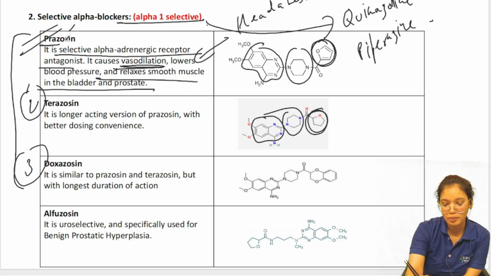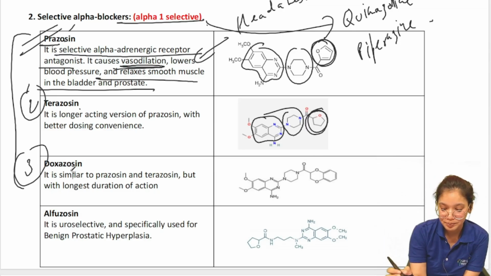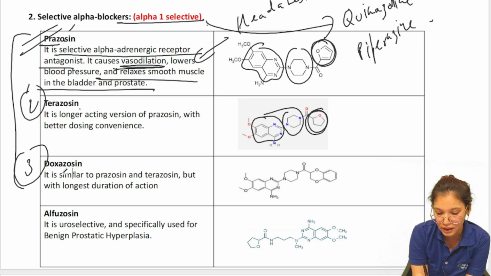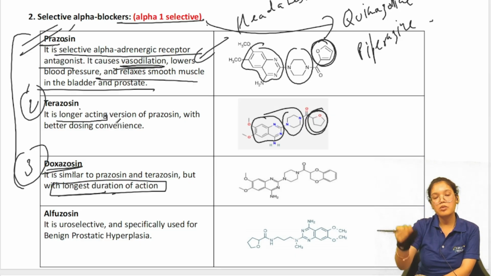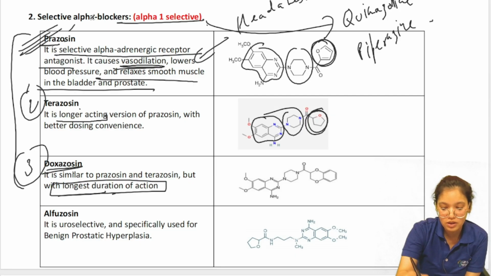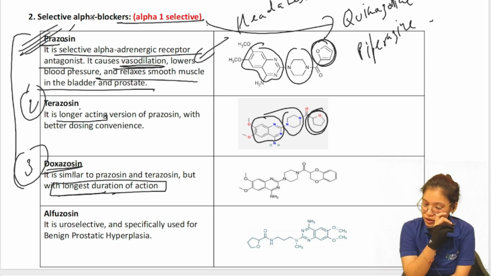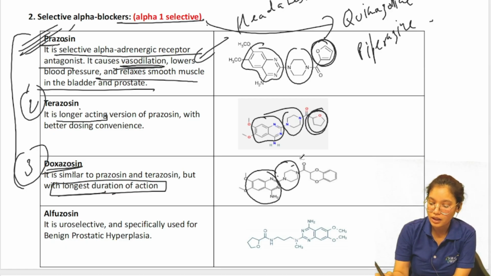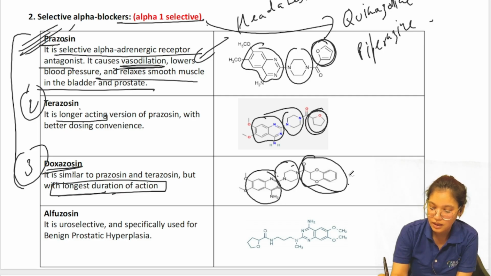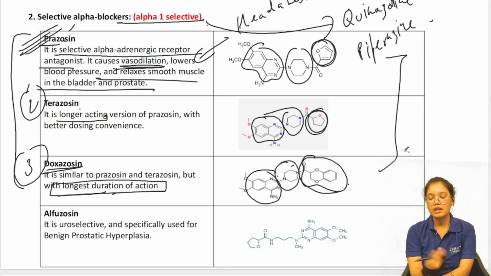All these three structures, prazosin, terazosin and doxazosin, are almost similar, and out of all these three, doxazosin is the longest acting. Terazosin is also longer acting but less than doxazosin and more than prazosin, and prazosin is short acting. Doxazosin also has a quinazoline ring and a piperazine ring, and this part is changed in doxazosin. The structures are almost similar, so they are easy to remember.